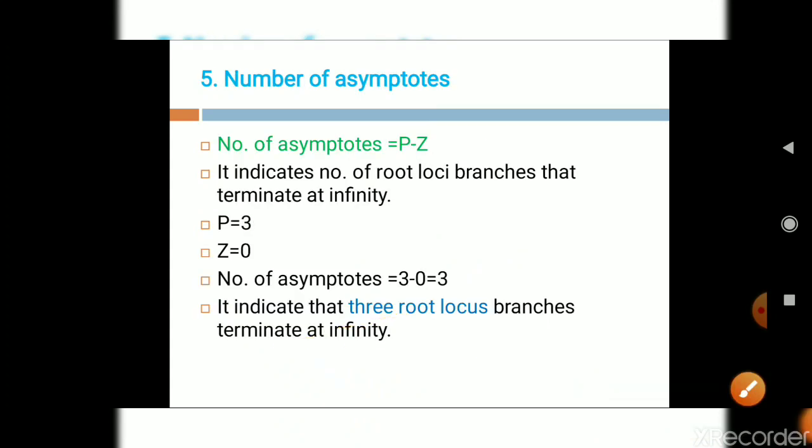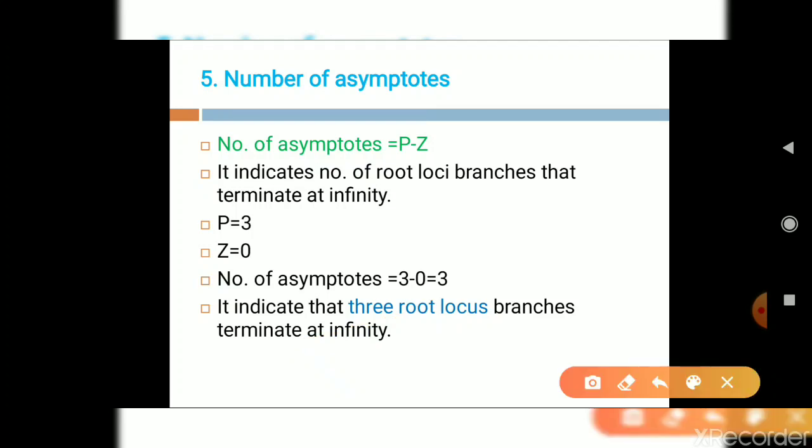Okay, now the number of asymptotes. The next step is to find the number of asymptotes for the given transfer function. The number of asymptotes is given by the formula P minus Z, where P is the number of open loop poles and Z is the number of open loop zeros. In this given numerical, P is 3 and Z is 0. So 3 minus 0 will be 3.